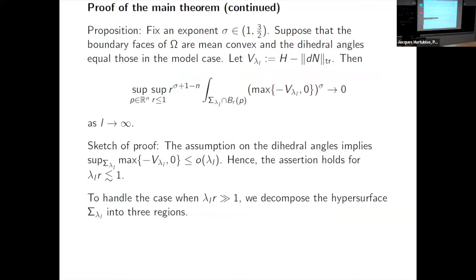So here's a precise statement. So let's fix an exponent sigma between 1 and 3/2. Now, the 3/2 is not important. All we care about is that sigma is slightly larger than 1.